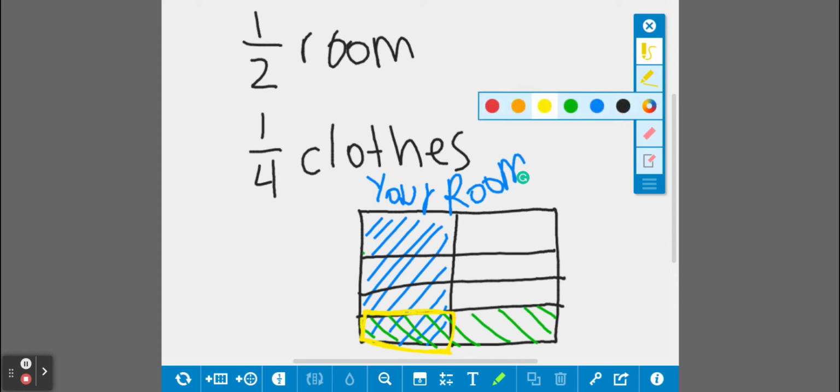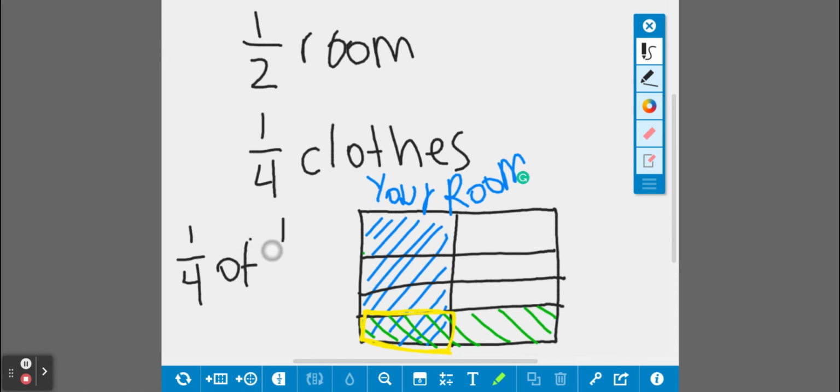Okay. So 1/4 of 1/2 equals 1 out of 1. What's the denominator? 1, 2, 3, 4, 5, 6, 7, 8. So 1/4 of 1/2 is 1/8. Okay, so that's the basis for multiplying fraction by fraction.